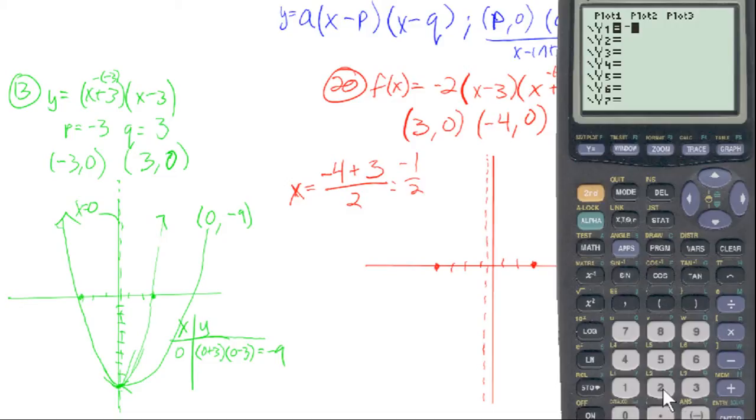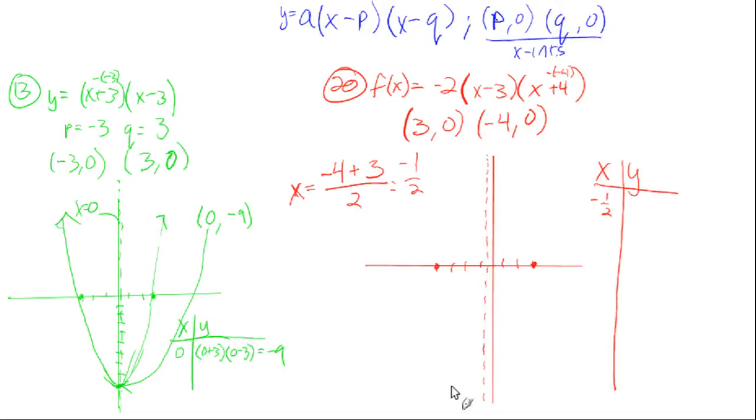So this will be negative 2 times x minus 3 times x plus 4. We want to plug in negative 1/2, so we'll go to the table and plug in negative 1/2. There we go, 22.5. Well, that's pretty high up there, but that is what it is. 22.5 is what y will be. So we will just make this into 22.5 just so that we have enough room. Just force it to be that, because all we need to do now is connect the dots.